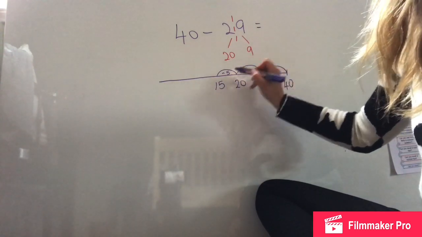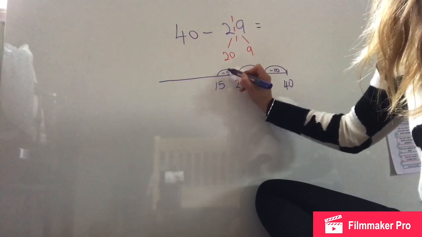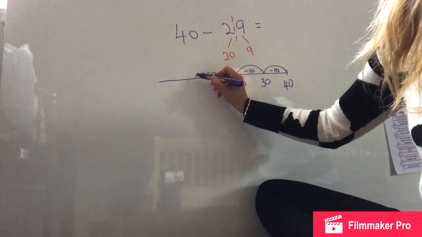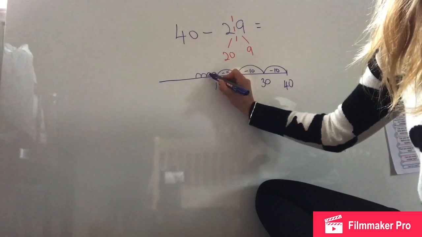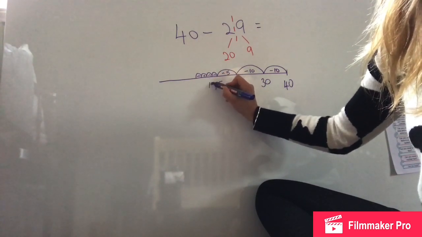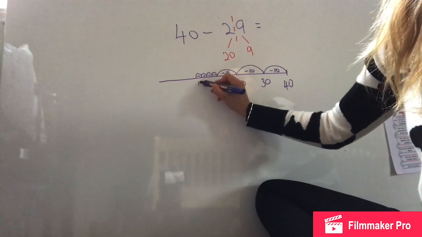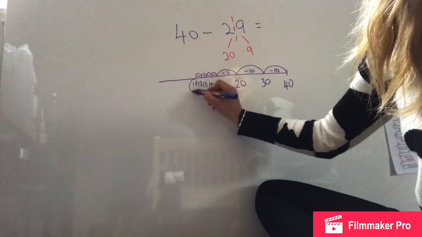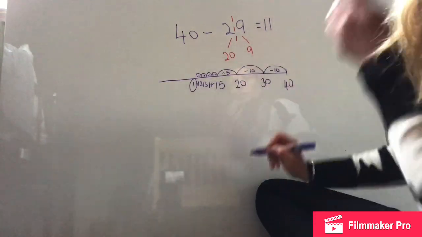And then I would have 4 more jumps to do because 5 add 4, so 5, 6, 7, 8, 9. They would be take away 1, take away 1, take away 1, take away 1. So I have 15, 14, 13, 12, 11. Okay, my answer would be 11.